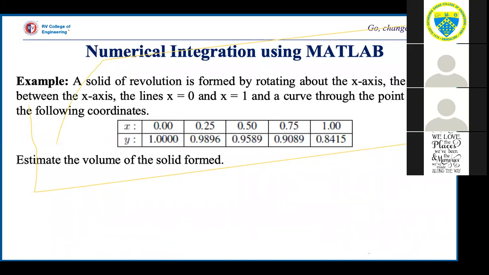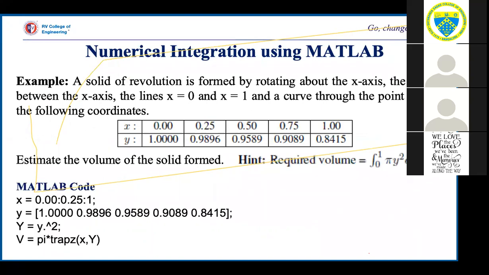So this is another such example which you would have taught in the class. A solid of revolution is formed by rotating about x-axis the area between x-axis and lines x equal to 0 and 1, and a curve through the point with the following coordinates. You have to estimate the volume of the solid formed. So it is required to find integral 0 to 1 pi y square dx. So this remains same. Step length is 0.25 here.